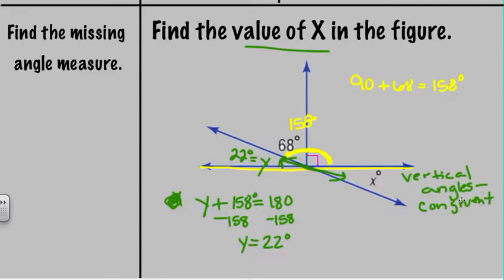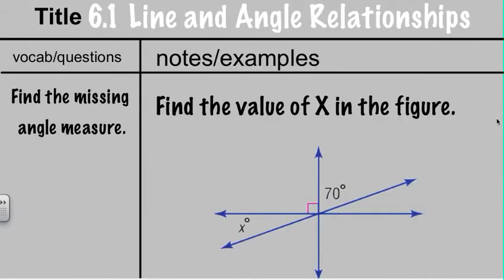And if they are congruent, they have the exact same measure. So we know that x is the same as the y that we made up, and it's 22 degrees. So x equals 22 degrees. Let's look at another problem like that.